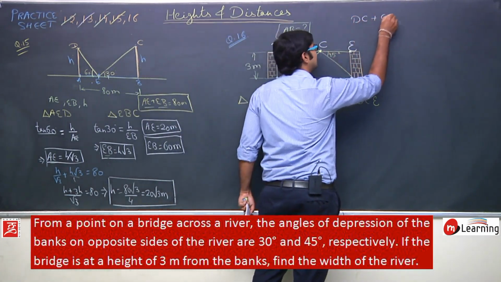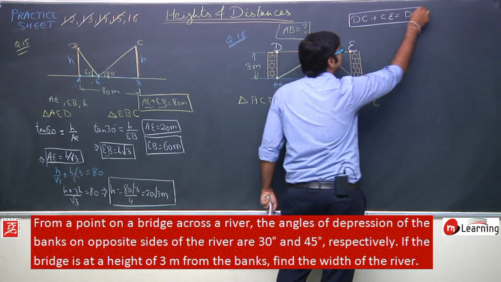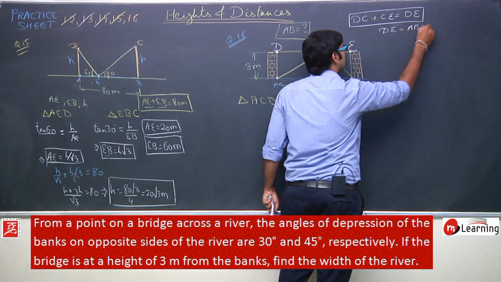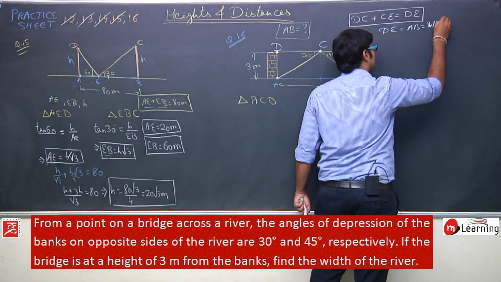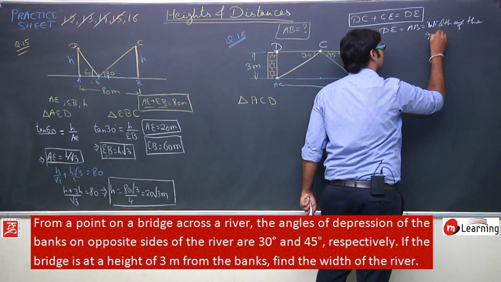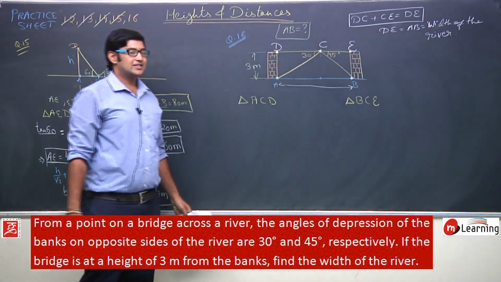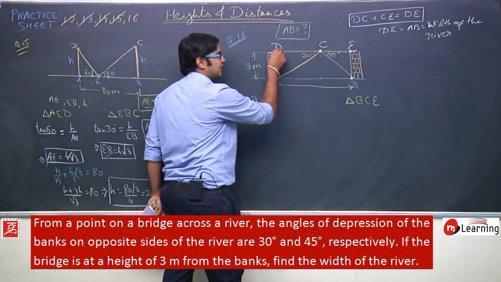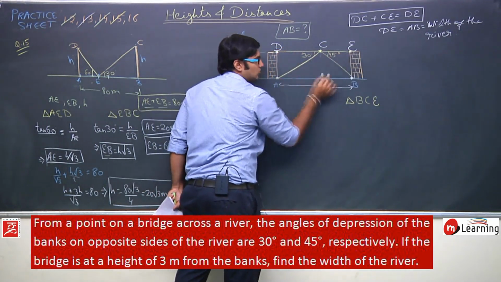Now what is common in both the triangles? The thing which relates both the triangles is DC plus CE is equal to DE. What is DE? DE is basically equal to AB, which is equal to the width of the river, which needs to be identified. Okay, this DE represents the width of the river. You can see this ABCD is forming a rectangle, so DE is equal to AB.